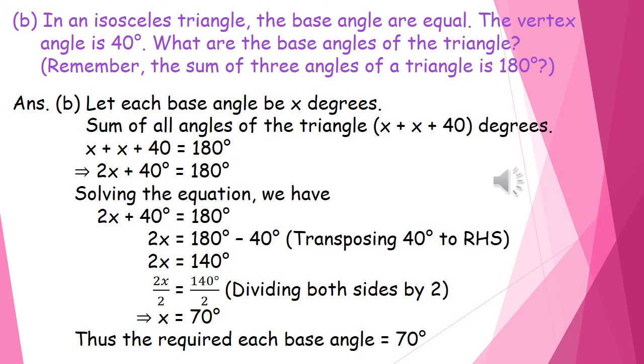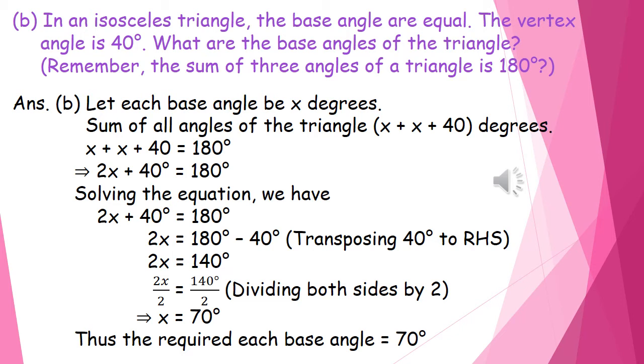Part B. In an isosceles triangle, the base angles are equal. The vertex angle is 40 degrees. What are the base angles of the triangle? Now we have learned in properties of triangles the angle sum property, that is, the sum of three interior angles of a triangle is equal to 180. We will be using it.